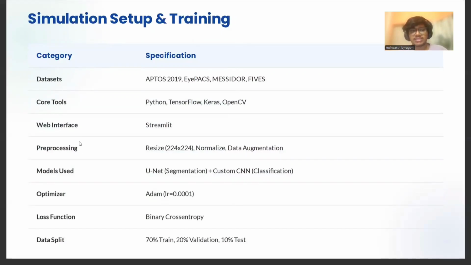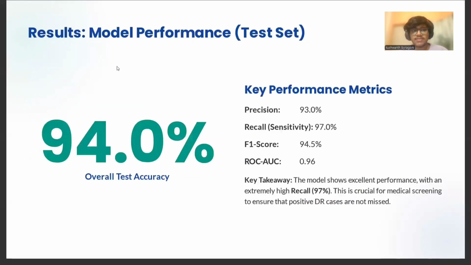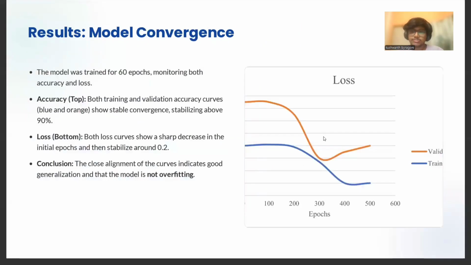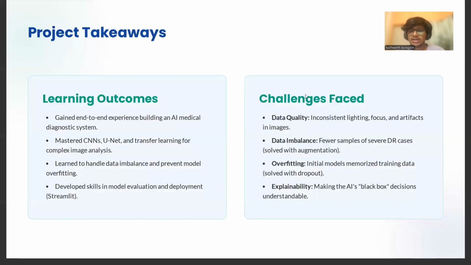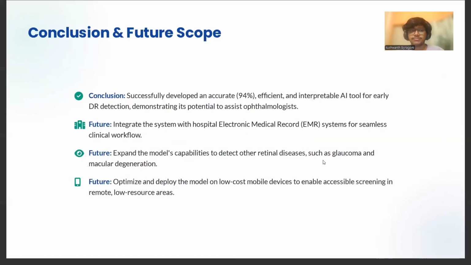These are all the data sets. We achieved an accuracy of 94% with a precision of 93% and an F1 score of 94.5%. These are the loss curves from training our model, and this is the classification accuracy. These are all the learning outcomes and the challenges we faced. The main challenge was finding the data set and training the model for this project.